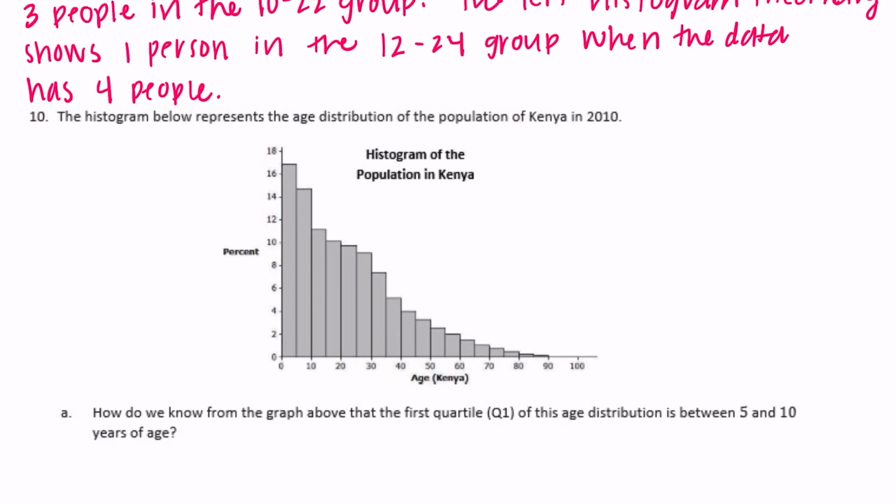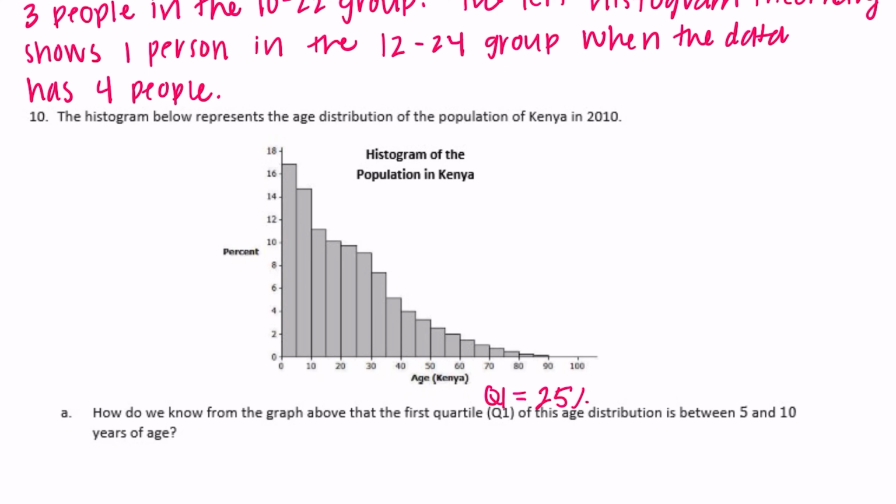Number 10, the histogram below represents the age distribution of the population of Kenya in 2010. A, how do we know from the graph above that the first quartile, Q1, of this age distribution is between 5 and 10 years of age? Okay, so we know that the first quartile, Q1, is the lowest 25%. So the bottom 25% is quartile 1. The middle quartile was 25 to 50%. The third quartile is 50 to 75, and the last one is the top 25%.